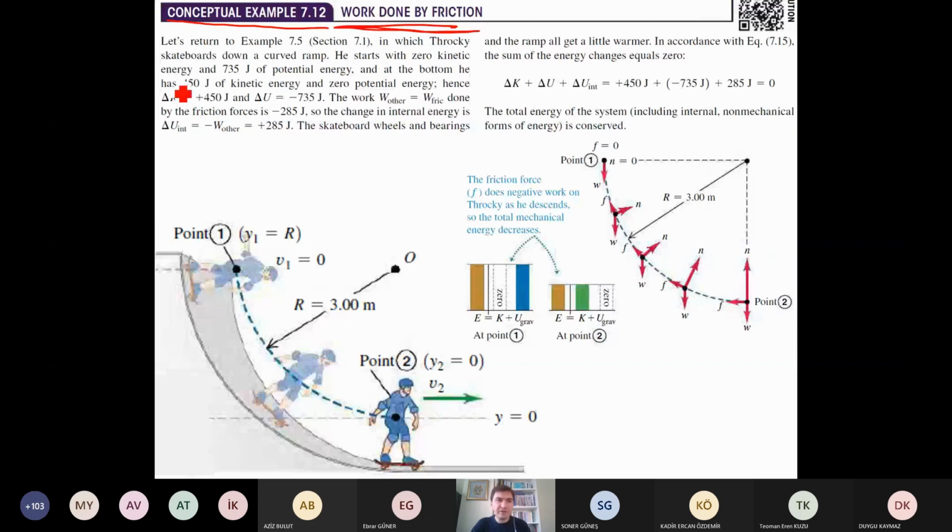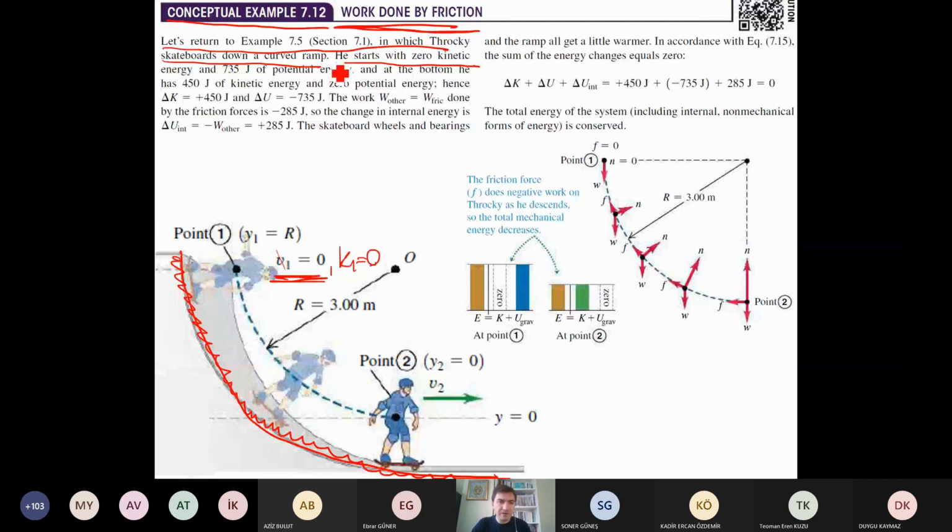Let's turn to example 7.5, in which Truckee skateboards down a curved ramp. So here there's a guy, and this is a curved path. There is friction between the surface of this ramp and the skateboard, let's say. It starts with 0 kinetic energy. At the beginning, velocity is 0, kinetic energy is 0, okay?